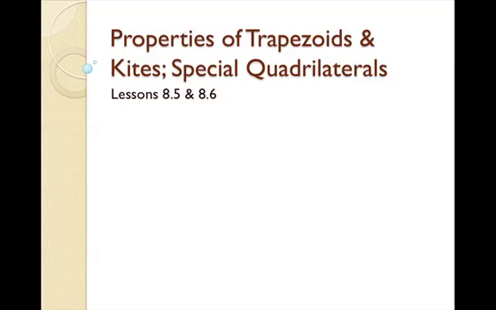Today we're going to go over lessons 8.5 and 8.6. So you're going to learn a couple new terms and review some stuff but put definitions to them, such as trapezoids and kites, and then we're going to go over all the different special quadrilaterals that we have learned in Chapter 8. So let's go on to the next slide.